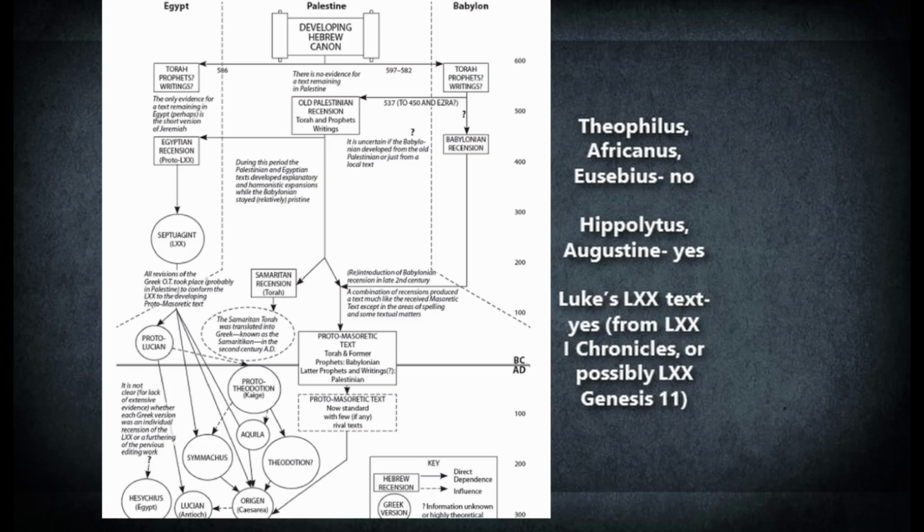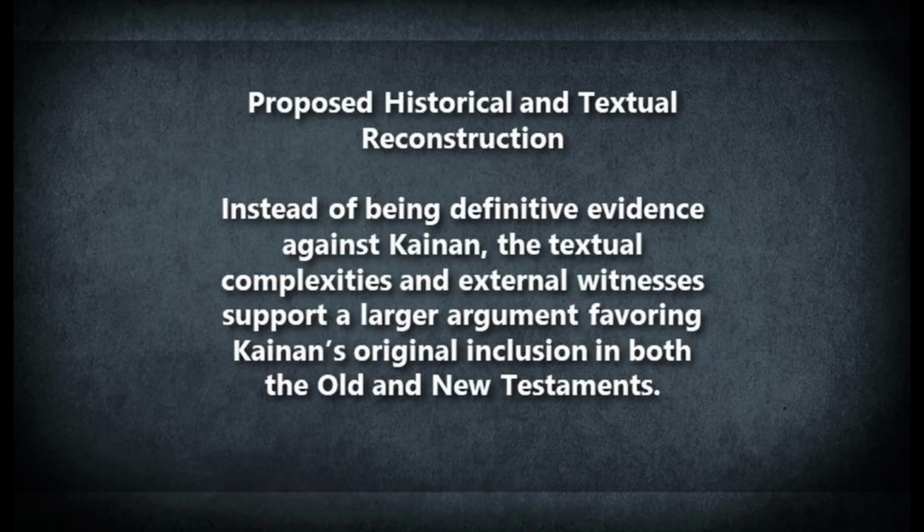So, I'm arguing at this point, and I'm certainly open to changing my mind on this because, again, I don't have direct evidence of all of it, but I think that instead of being definitive evidence against Kanan, the textual complexities and the external witnesses actually might support a larger argument favoring his inclusion. And of course, this needs to be worked through possibly in the original Hebrew, and I'm pretty persuaded that Kanan is original to the Gospel of Luke based on the weight of the evidence, the amount of evidence that is available to us.